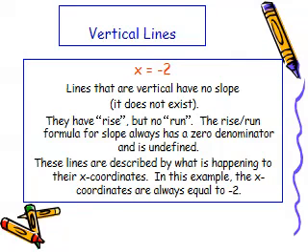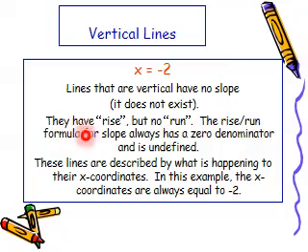Vertical lines. These lines have no slope. I don't like that term. I don't like no slope or it does not exist. So write down vertical lines, write down your example, and then write down that they have undefined slope. Right here it says this.